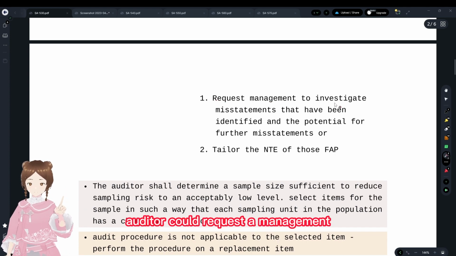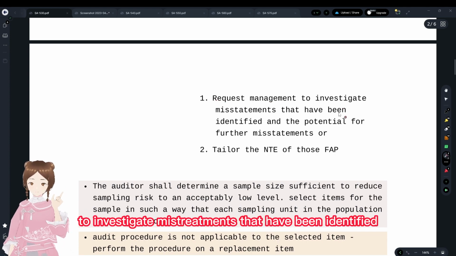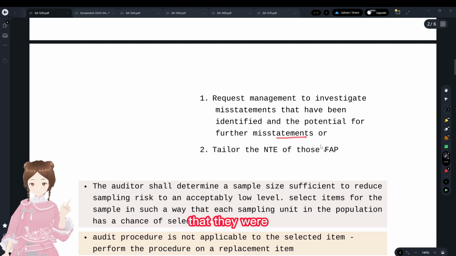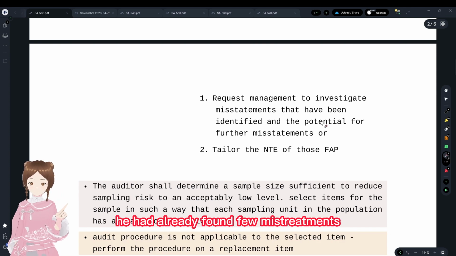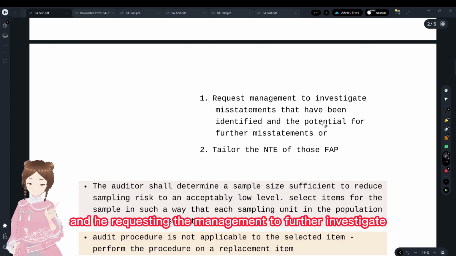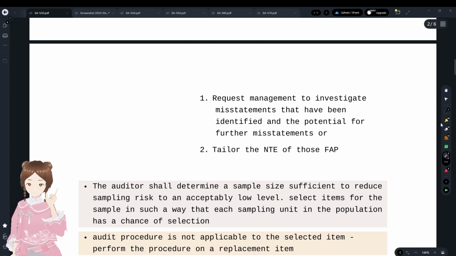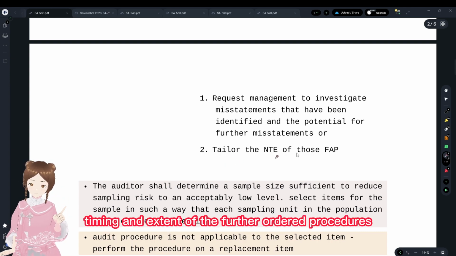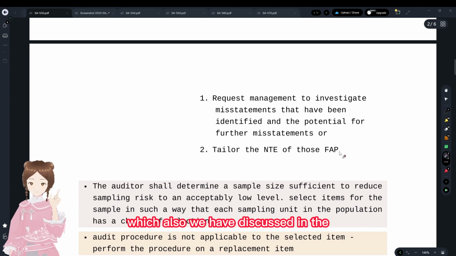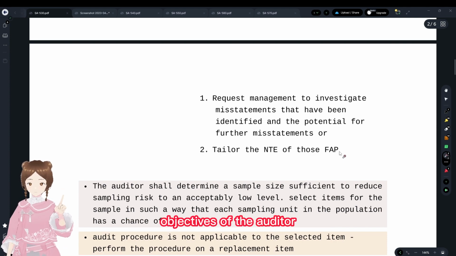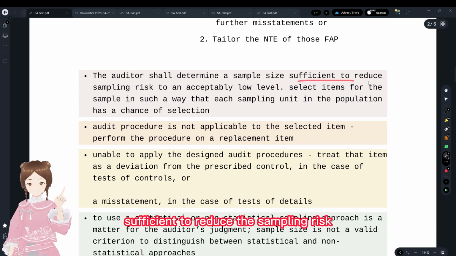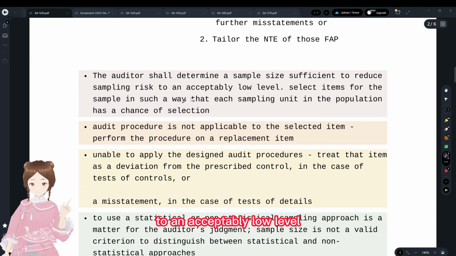The auditor could request the management to investigate misstatements that have been identified and the potential for further misstatements. He had already found a few misstatements, and he is requesting the management to investigate further, and tailor, which means modify, the nature, timing, and extent of the further audit procedures, which we have also discussed in the objectives of the auditor.